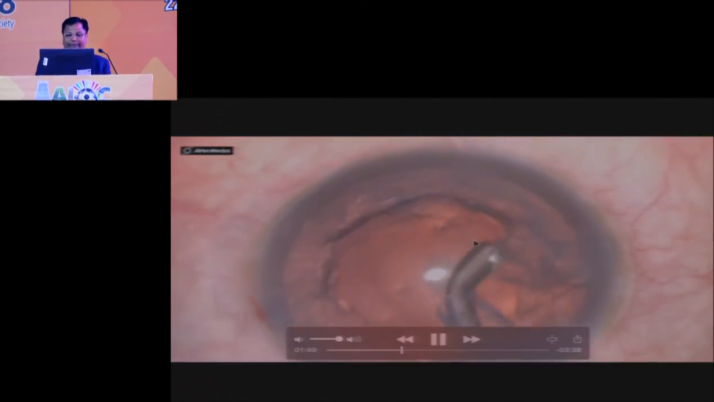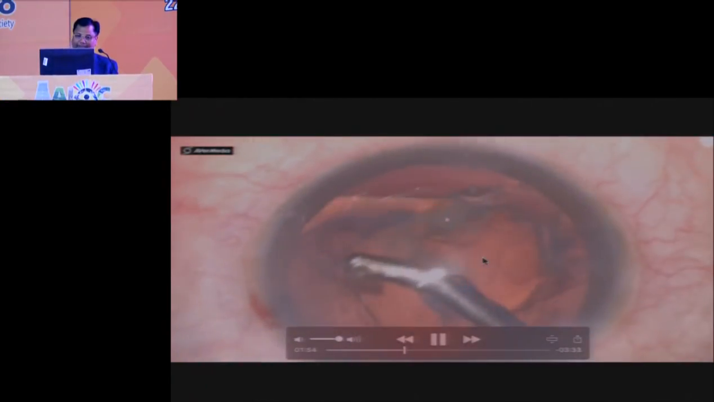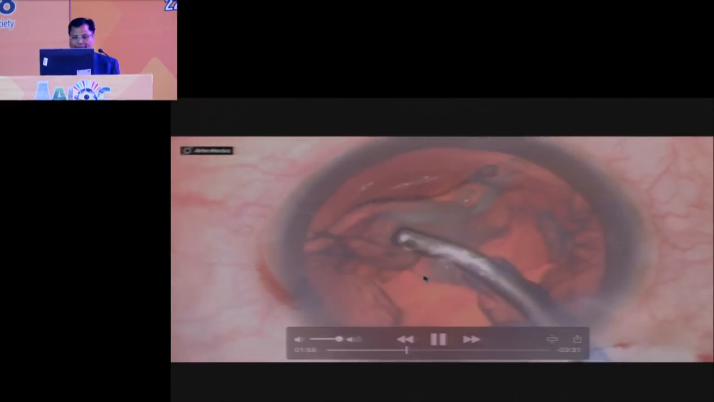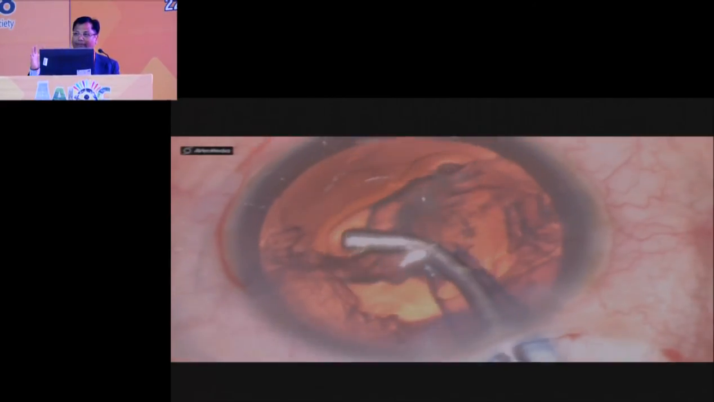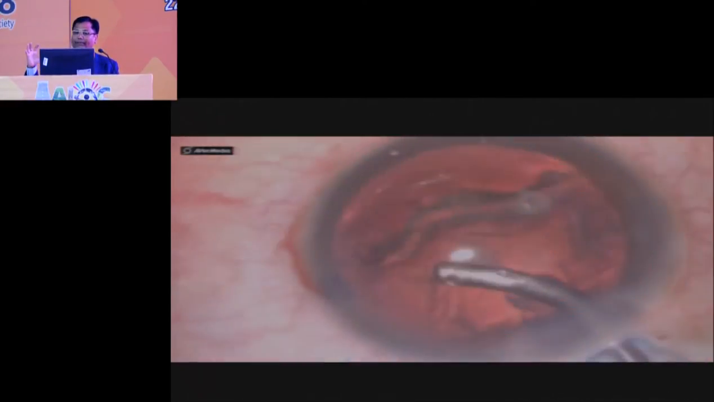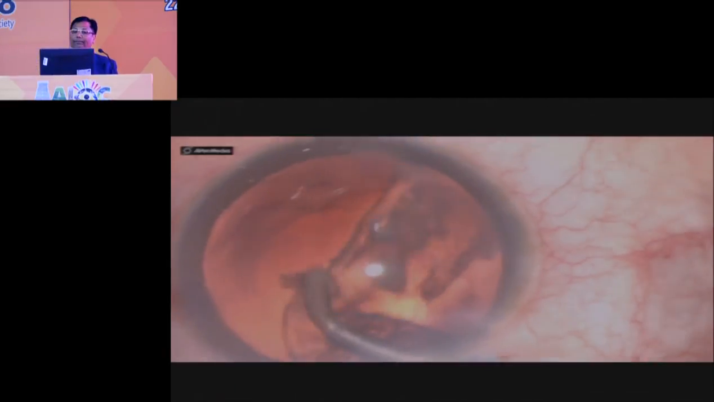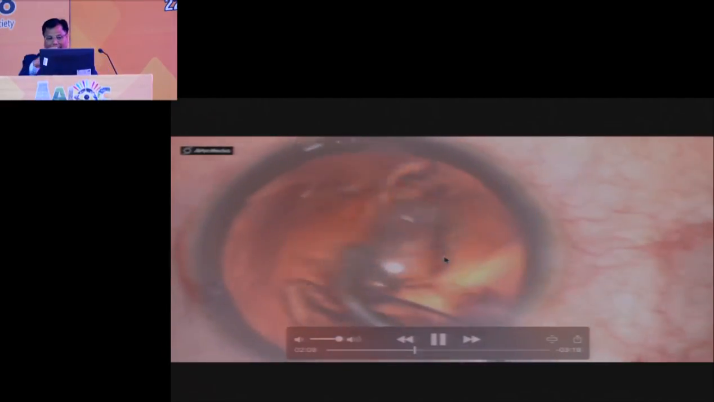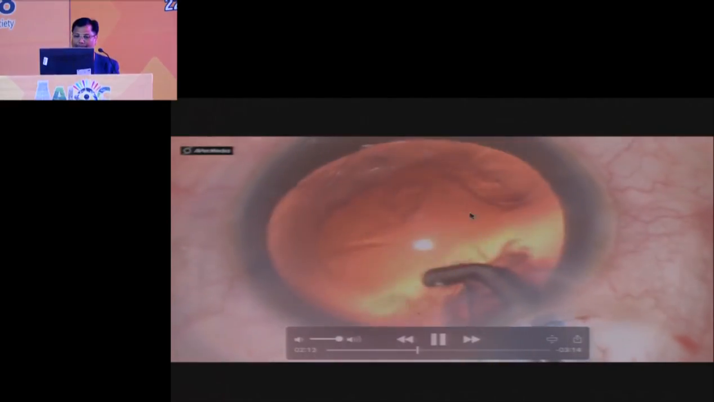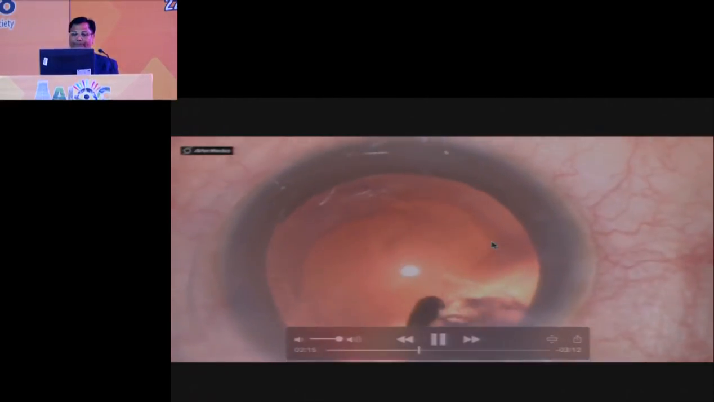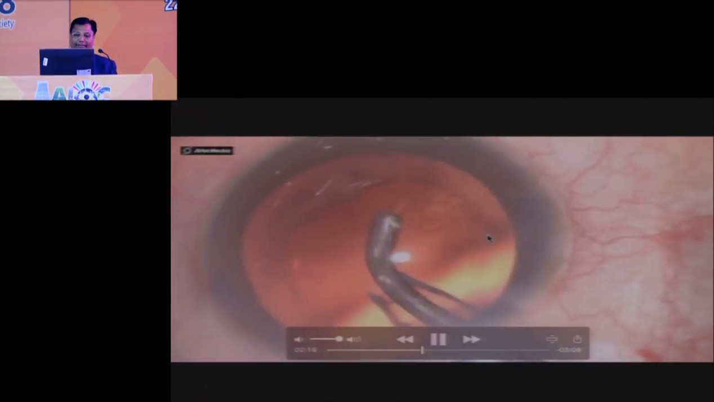And try to remove them. Now this is the coaxial irrigation aspiration to remove the epinucleus and cortex. I have already mentioned that all these steps are very comfortable because you have very large spaces between the cornea, capsule and iris. So comfortably you can remove, that is very important. Now the next step is the intraocular lens implantation.